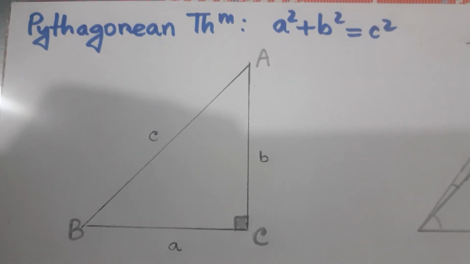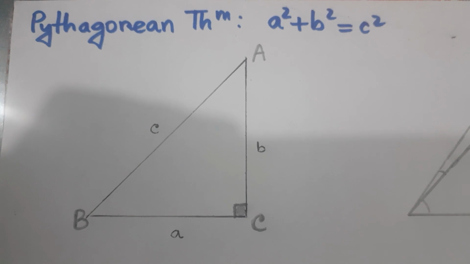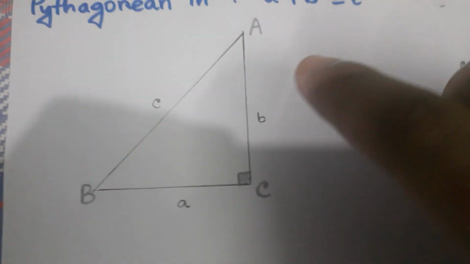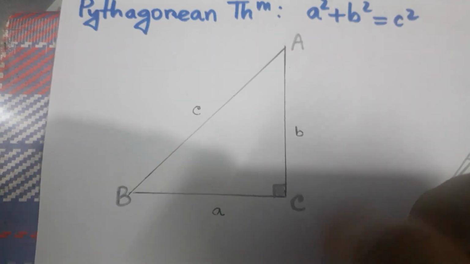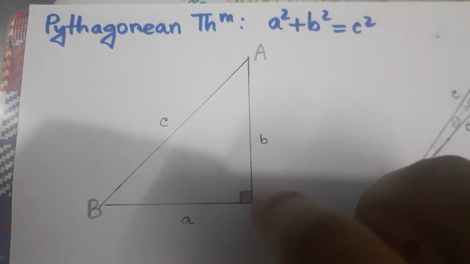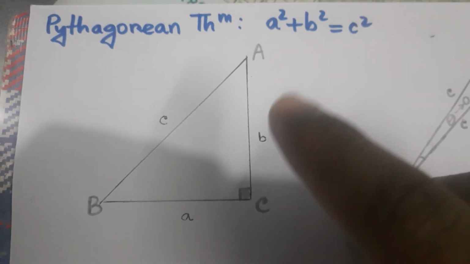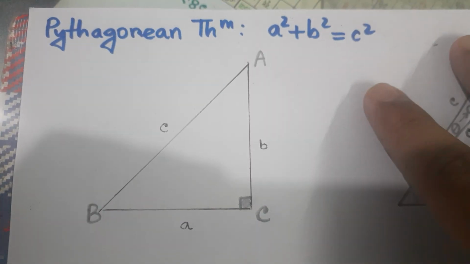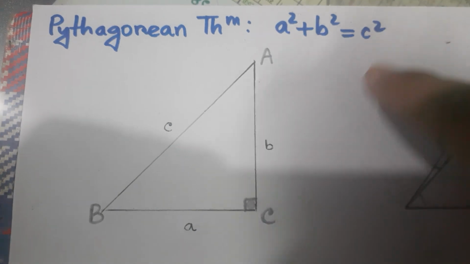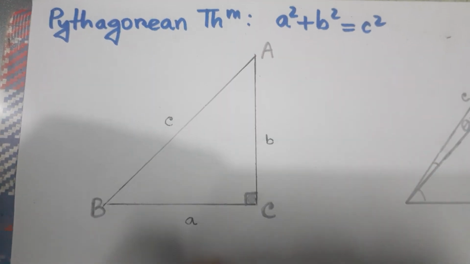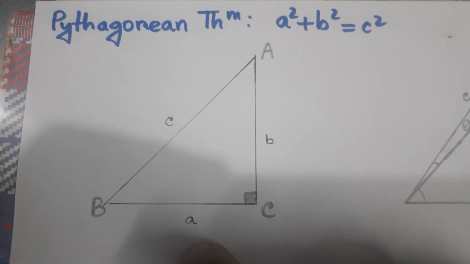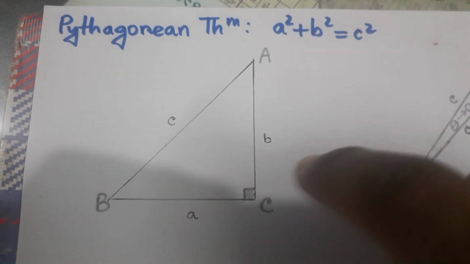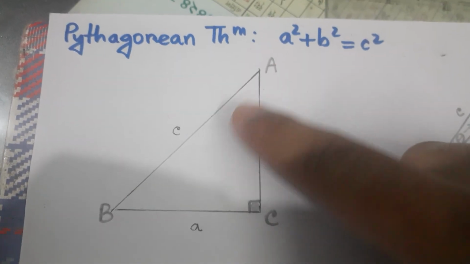I know it's world famous, everyone knows this, but I just have to state the statement for the formalities. Whenever we have a triangle ABC where the angle C is 90 degrees, the relation between the lengths of the triangle works like this. We label the measurements of BC to be a, AC to be b, and AB to be c.